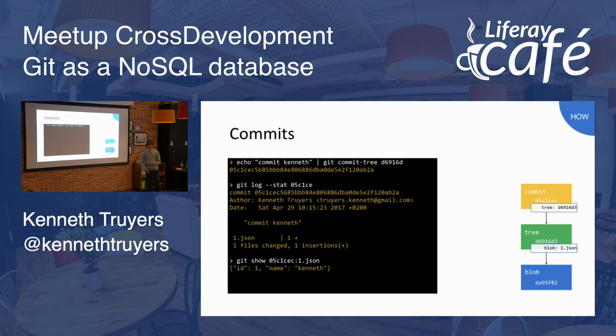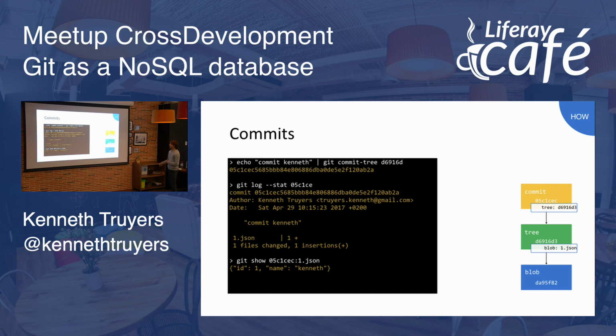And that's commit. Now I can echo out the commit message, pass that into git commit-tree, and then pass in the hash of the tree here. So it will create a commit, and again, give me back a hash. So everything is defined by hashes in Git. And then I can do a git log on that, and we see that we then have a commit which says like, right, 1.json was added, this is the author, that's the date.